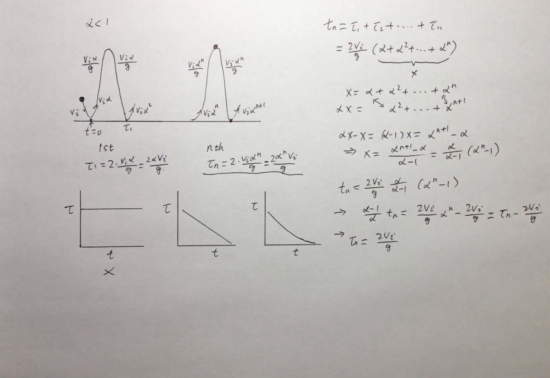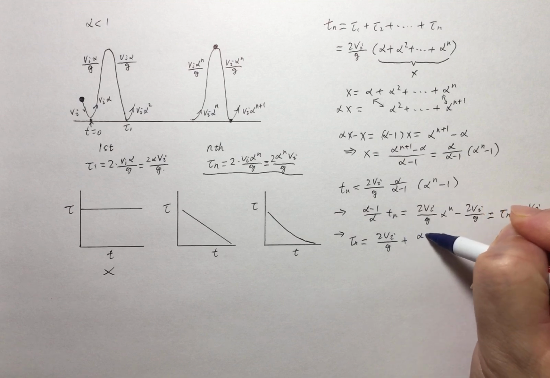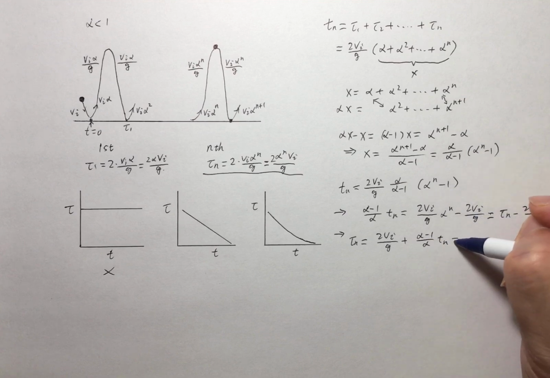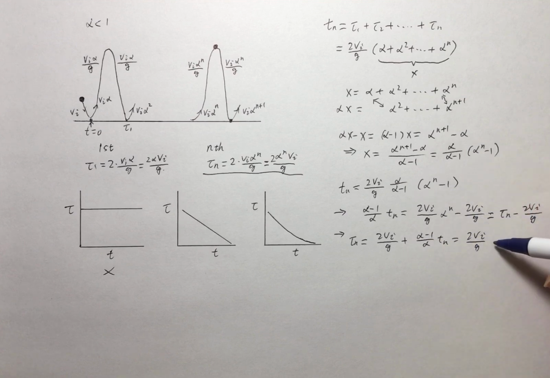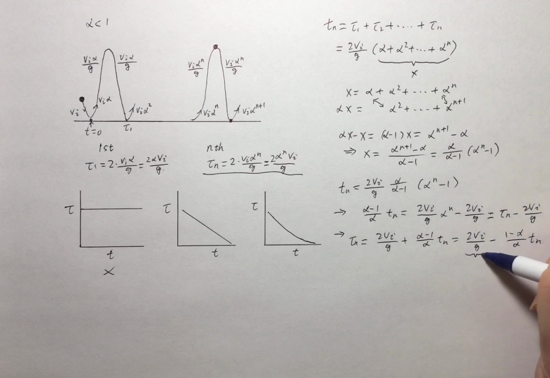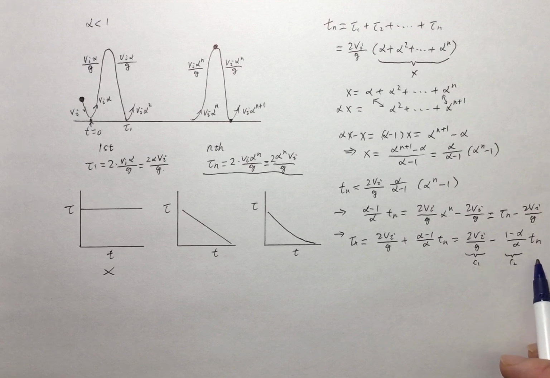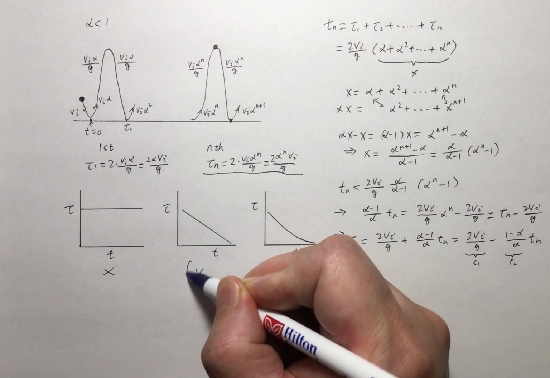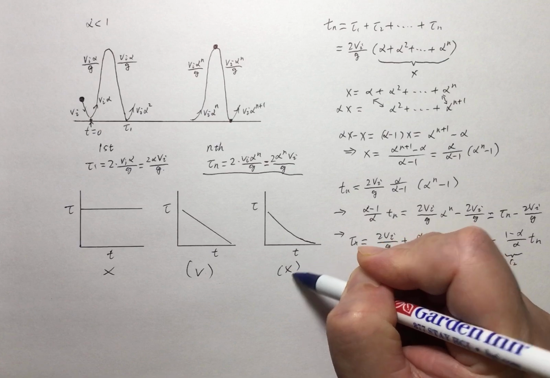2 vi over g plus (alpha minus 1) over alpha times tn. Because alpha is less than 1, we write it in another form: 2 vi over g minus (1 minus alpha) over alpha times tn. This is a constant, and (1 minus alpha) over alpha is also another constant. That's called constant 1 and constant 2. So from this expression, we know this is the right answer, and this is not the right answer.